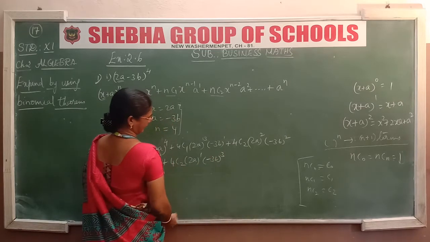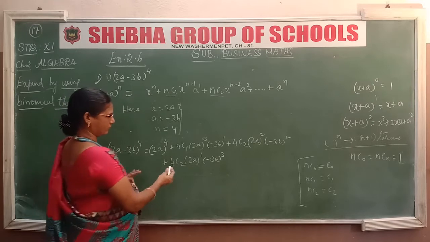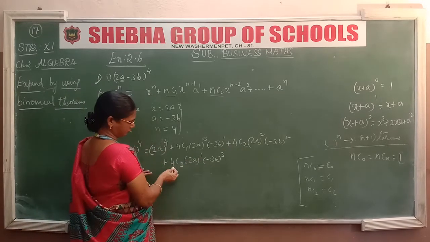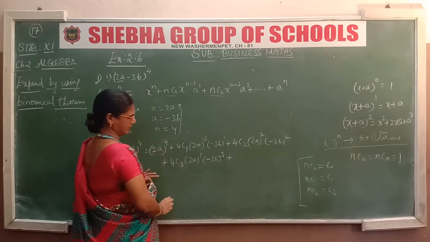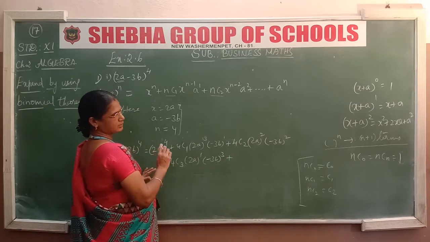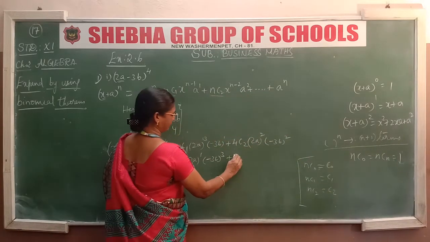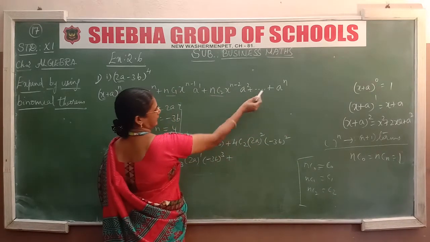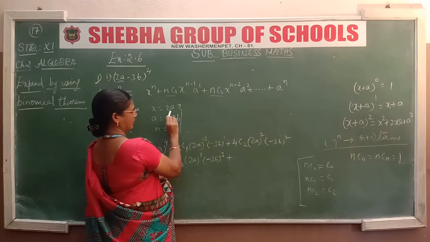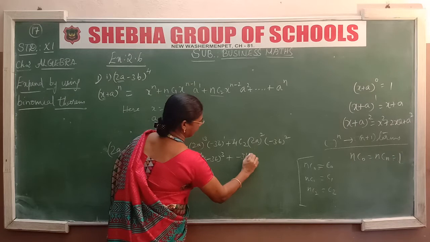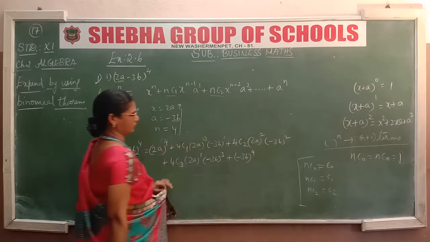And then the next one is the last step. Sorry, the earlier one is 4c2, and this is 4c3. The last one is 4c4. So 4c4 we can leave as it is, since it is 1. So we simply write a power n, that is a is minus 3b, power n, that is 4.